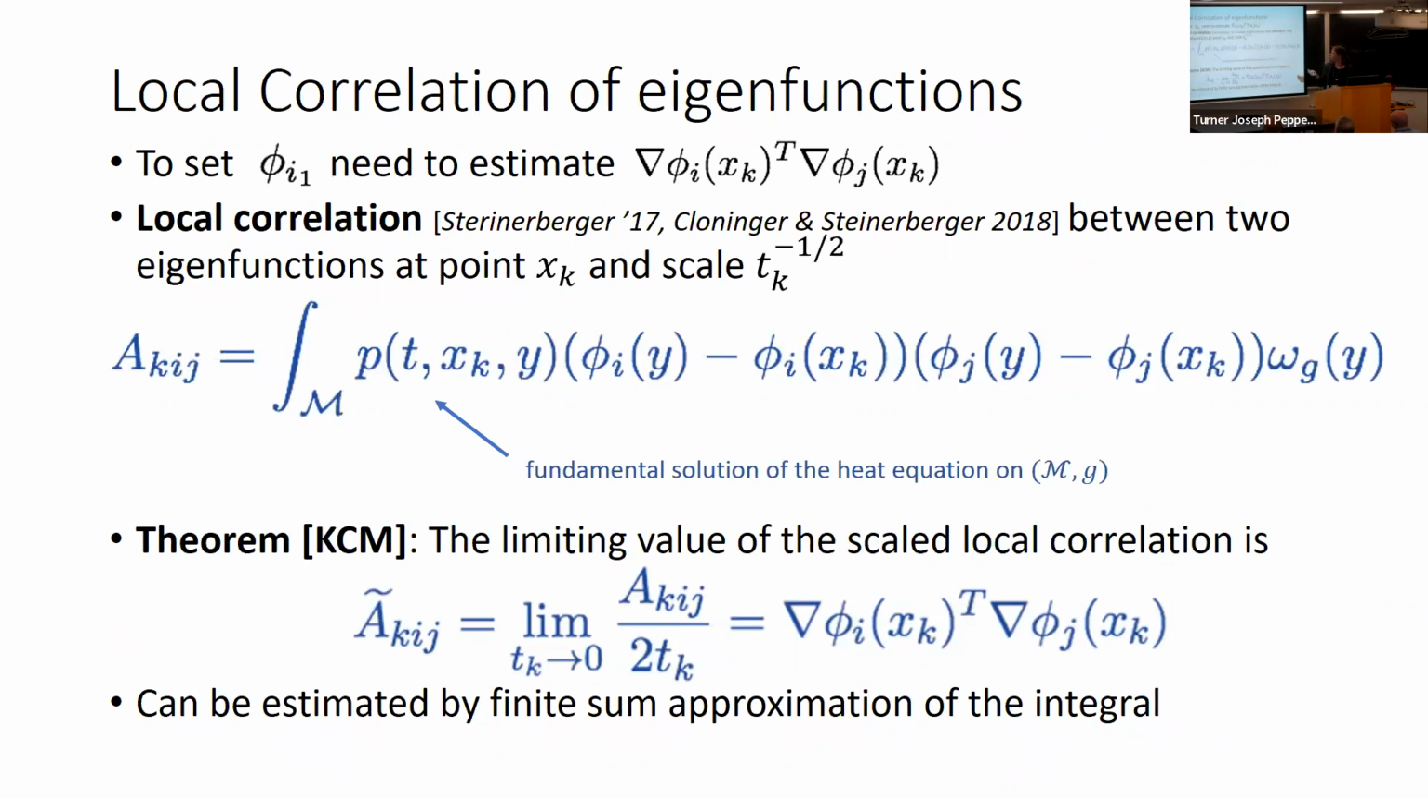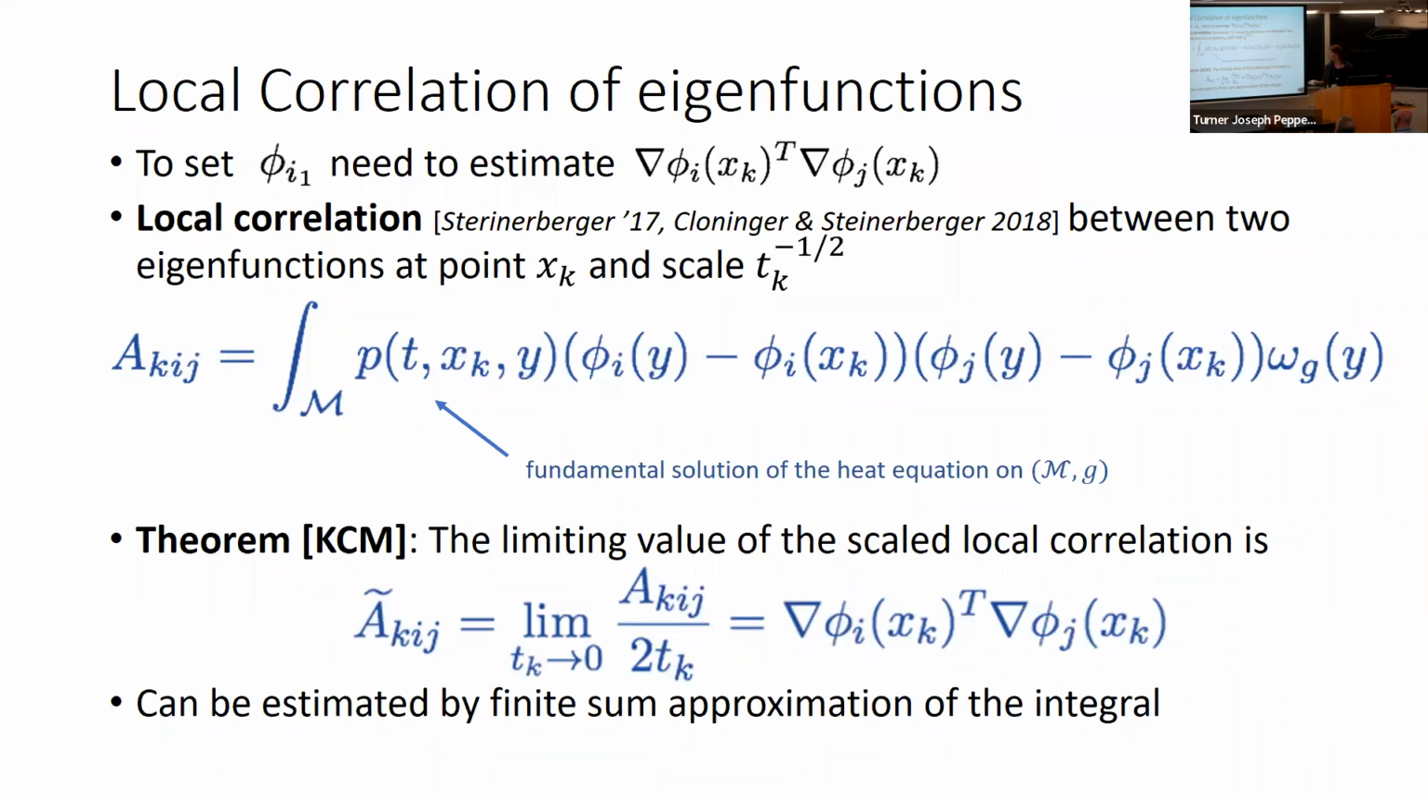So what we're doing is building on a result from Stefan Steinerberger and from Alex and Stefan, where they gave a procedure to calculate the local correlation between two eigenfunctions at a point. And what we have is that the limiting value of this local correlation, as they defined it, is actually the inner product between the eigenfunctions at that point.